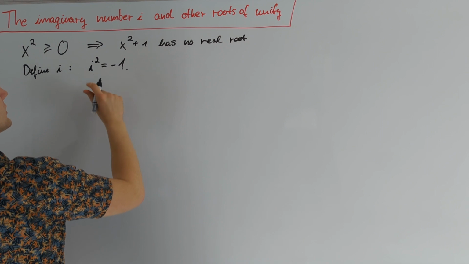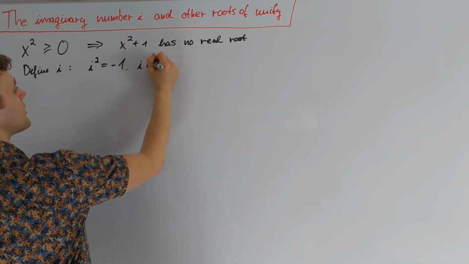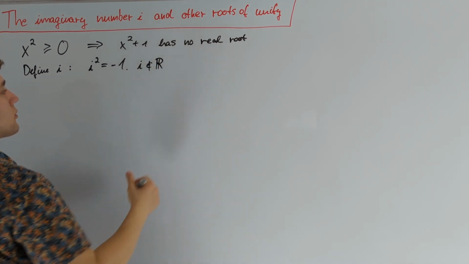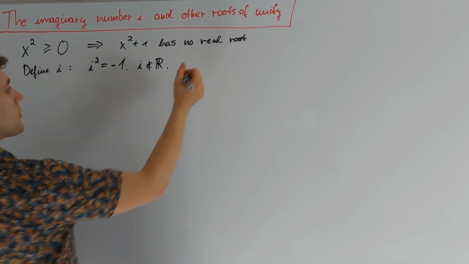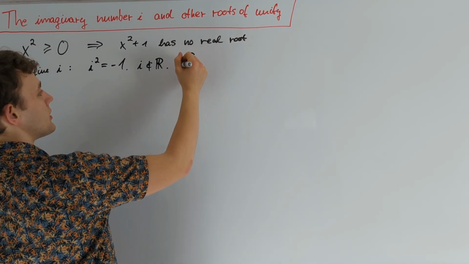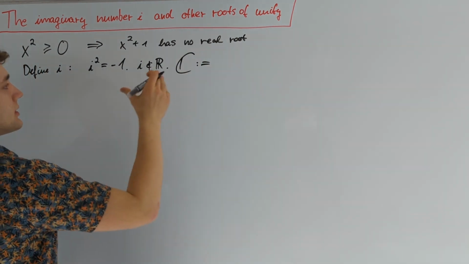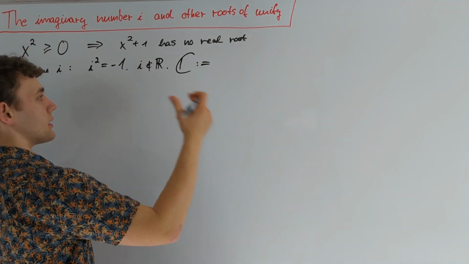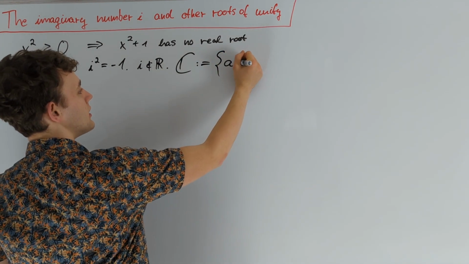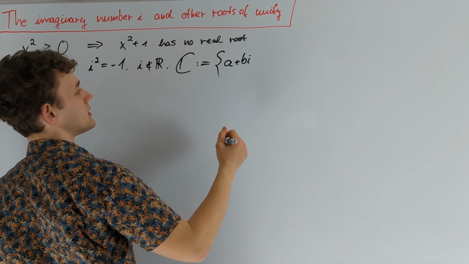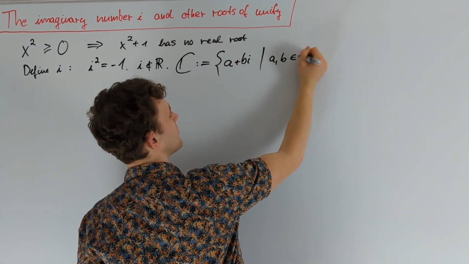But we may notice that by our previous discussion, we definitely know that i is not a real number, and therefore we have to define a new set of numbers that we work with. And we call them the complex numbers that we denote by the letter C. And this is a set on which we define addition and multiplication, as I said before. And at first, we call its elements a plus bi, where a and b are some real numbers.